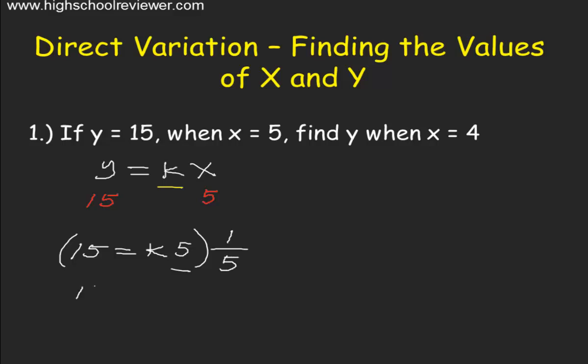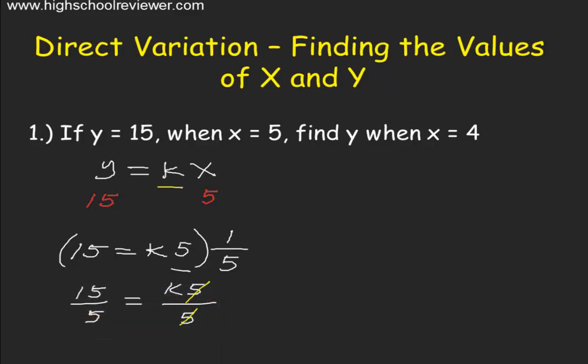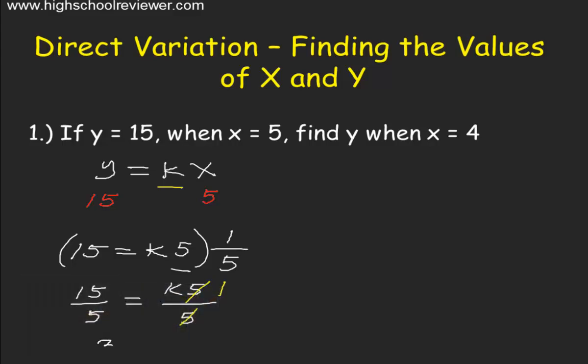So 15 divided by 5 equals k times 5 divided by 5. So 5 divided by 5 will be equal to 1. And 15 divided by 5 is 3. So k is equal to 3.